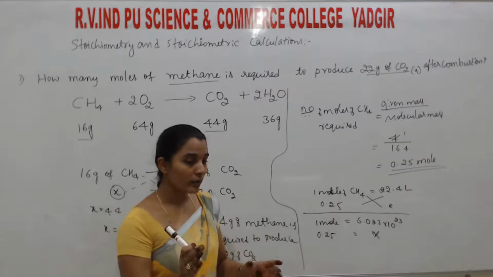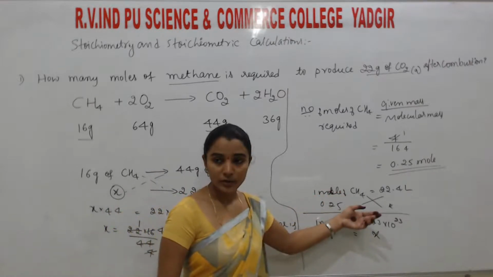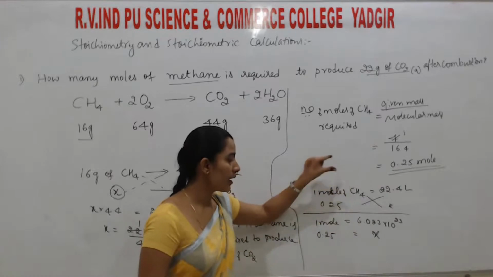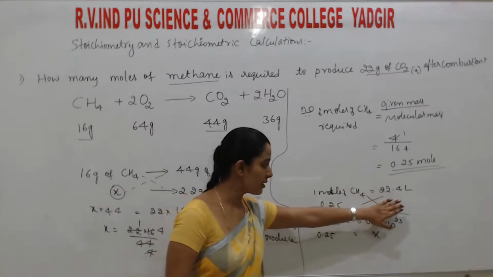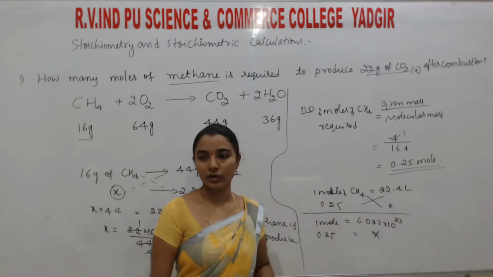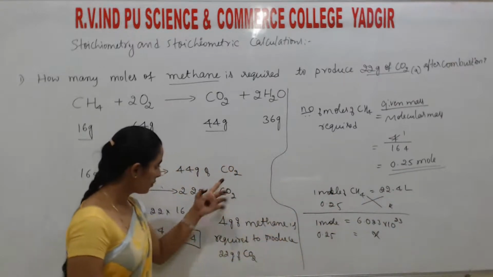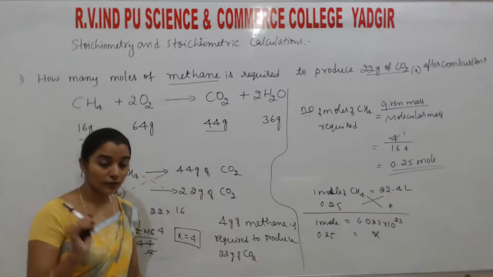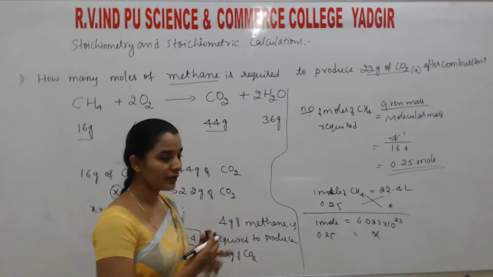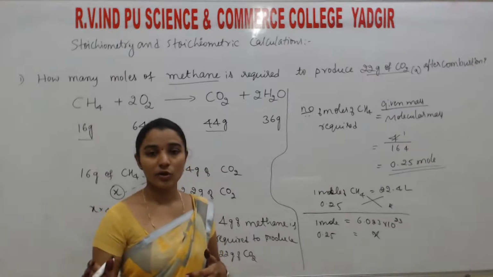The thing you have to remember is how to take the values. Wherever the mole is there, exactly below that we have to write mole. Wherever the gram is there, exactly below that we have to write gram. Like CO2 below CO2, CH4 below CH4. If you know how to take those values, then you can easily solve the problems.